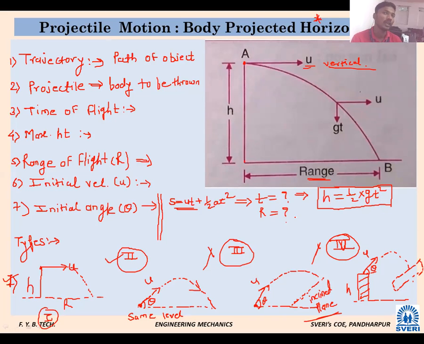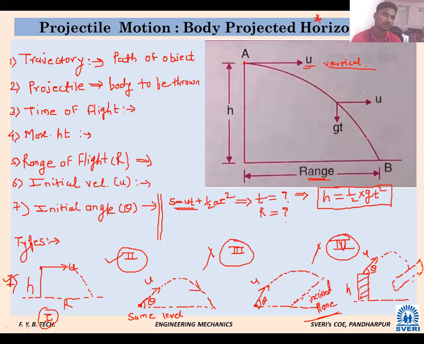Next one is range. How have we found range? Here one more assumption: once we throw the object, its horizontal velocity is not going to change. While it travels until it touches the ground, it is traveling with uniform velocity. Once we throw the object horizontally, it will travel with uniform velocity.